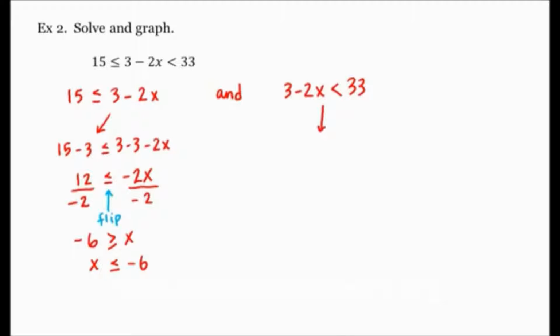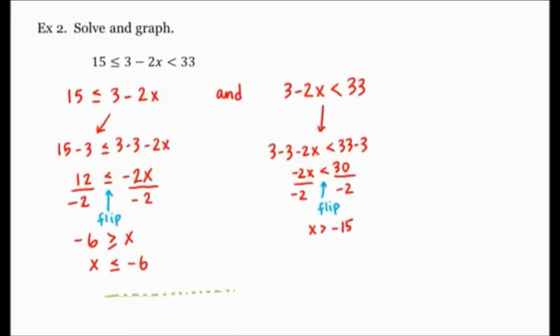All right, what about this other inequality here? Again, we can subtract 3 from both sides, which gives us 3 minus 3 minus 2x less than 33 minus 3, or -2x less than 30. Again, divide both sides here by -2. And this inequality will flip, which gives us x is greater than -15.